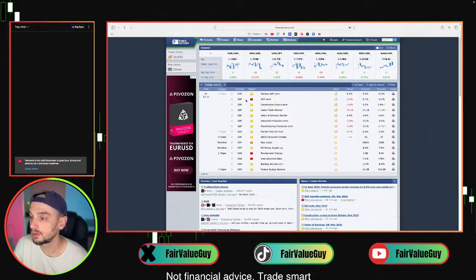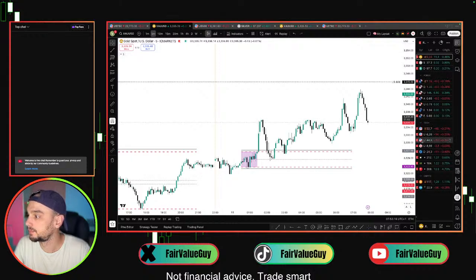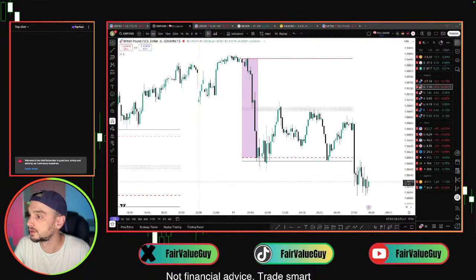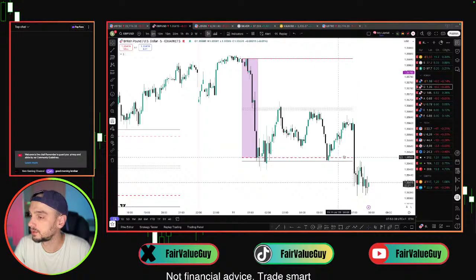As we can see today, we had some red folders for the Great British Pound at 7 a.m. I just want to see how it reacts. GBP. There we go. You see this line? This is because of the news we had at 7 o'clock. This is a good example to see how red folders impact the market. It will impact all of the pairs with GBP.